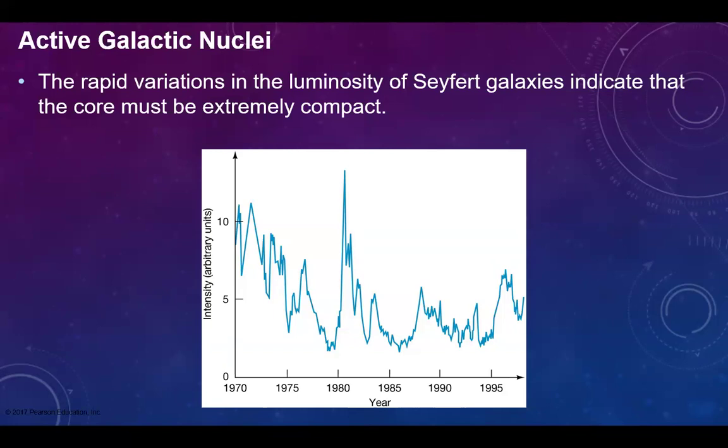Yeah. Is the core one object or is it multiple objects? And if it's multiple objects, is there empty space in between? We're going to get into that, but when you're talking about the core, it's just the center of the galaxy. But the active galactic nucleus, the thing that powers it, is the supermassive black hole and the material falling into it.